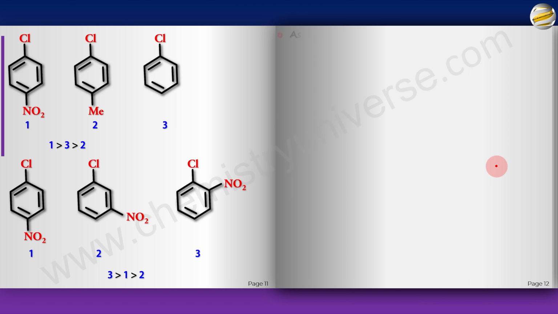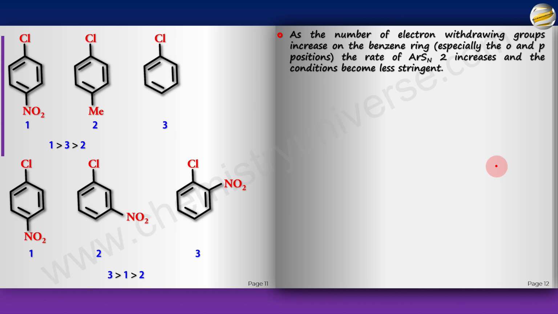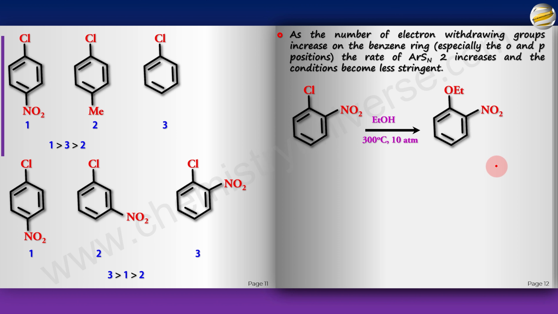Now, as the number of electron withdrawing groups increases, you'll also notice that the rigorousness of the condition becomes less stringent. Say, for example, if you have one nitro at ortho, and even if you use a weak nucleophile like ETOH, you can still carry out the reaction, but at 300 degrees and 10 atmosphere, and you get OET, the ether. But if the same thing had two NO2s and the same nucleophile, the condition becomes exactly half. That, of course, is not a necessity, but in this case, it does. And you get this.